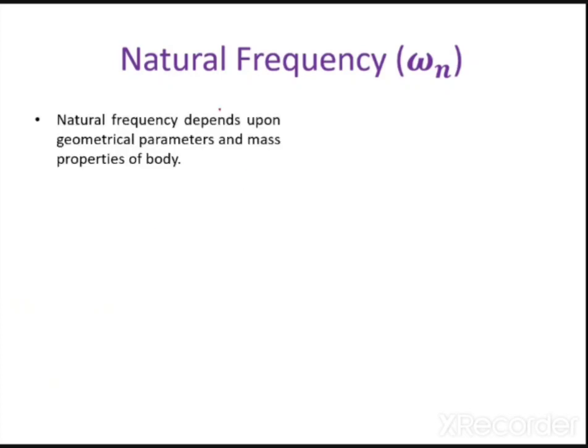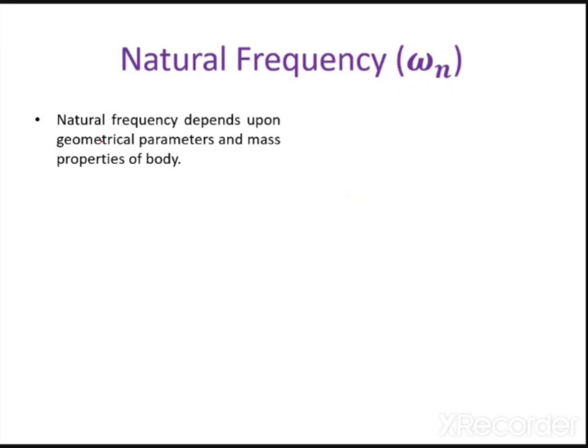Okay, so natural frequency means what? Omega n is nothing but the frequency of free vibration basically. Omega n is called the frequency of free vibration. Whenever you give an initial displacement and the system vibrates on its own, it is called free vibration, and the corresponding frequency is the natural frequency omega n. So the frequency of free vibration is called the natural frequency.